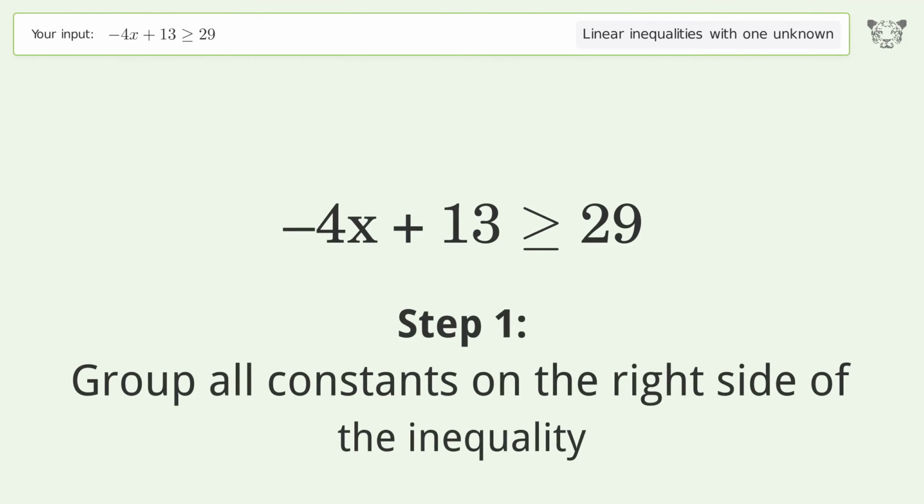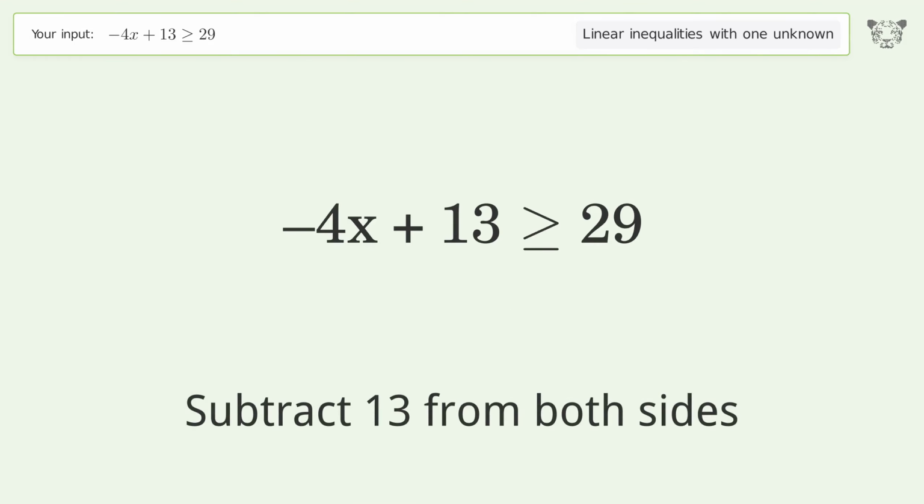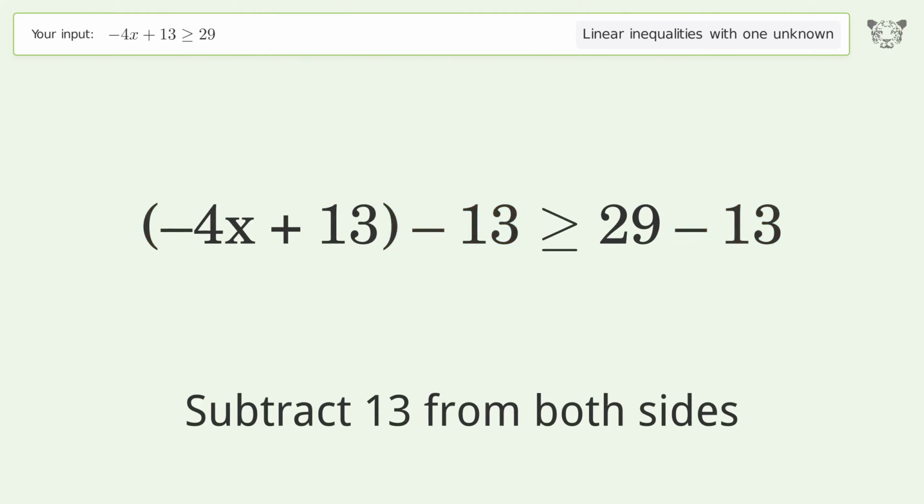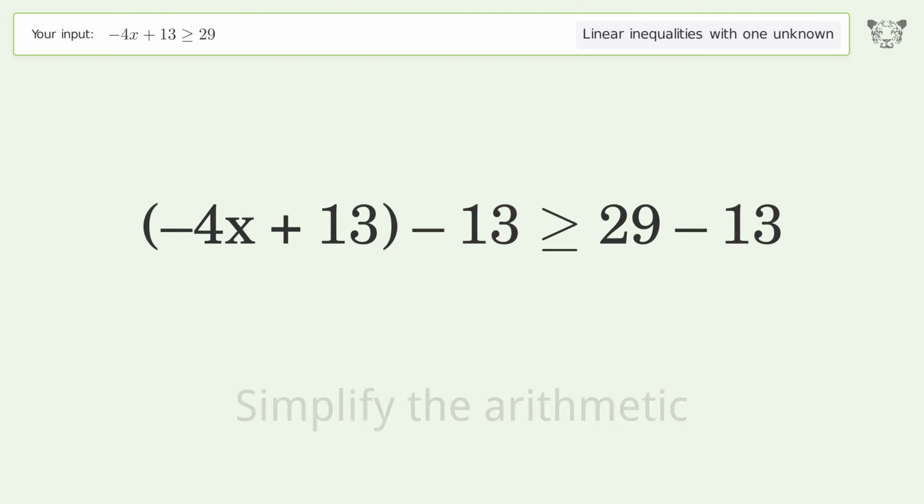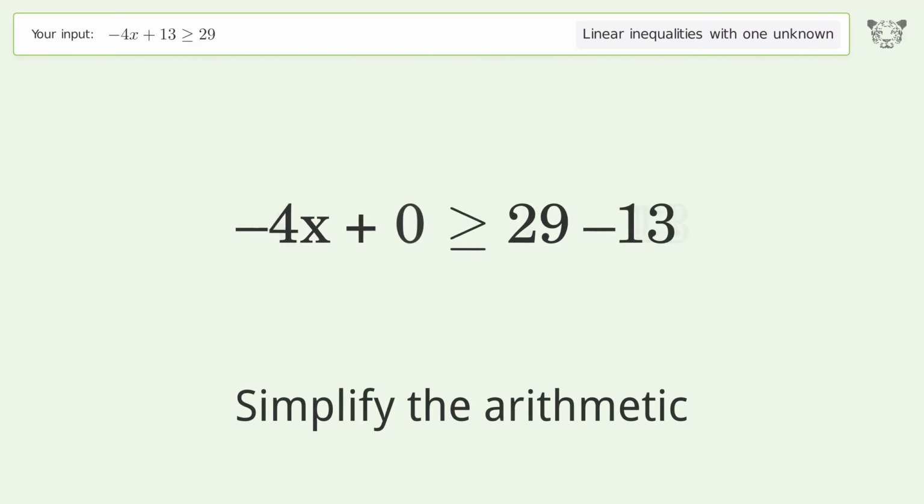Group all constants on the right side of the inequality. Subtract 13 from both sides. Simplify the arithmetic.